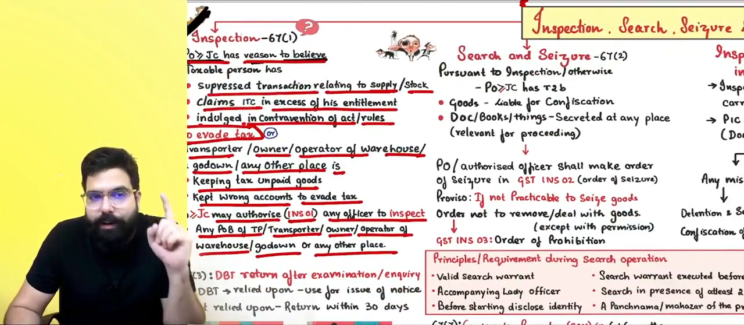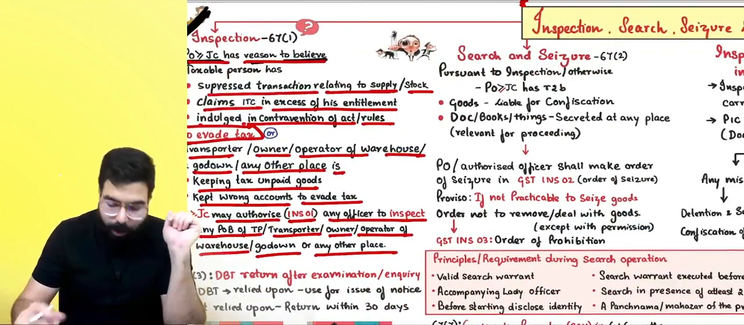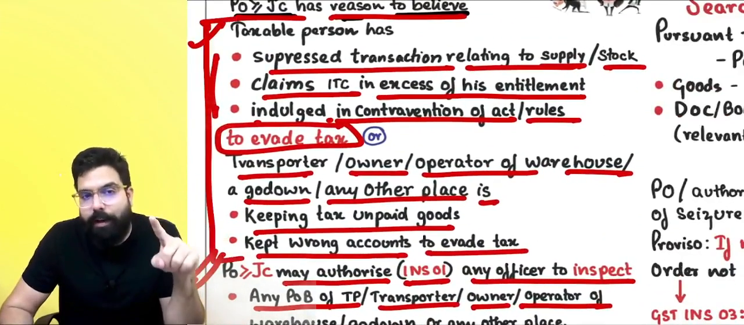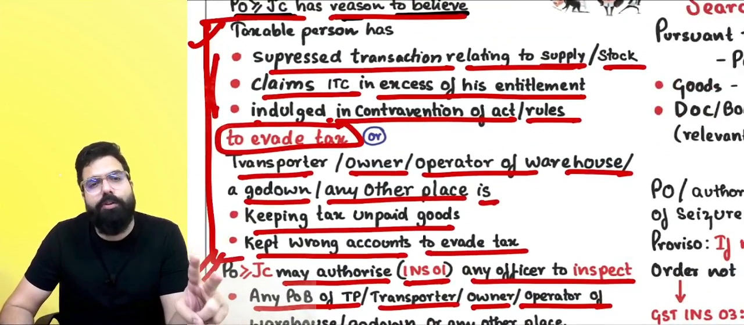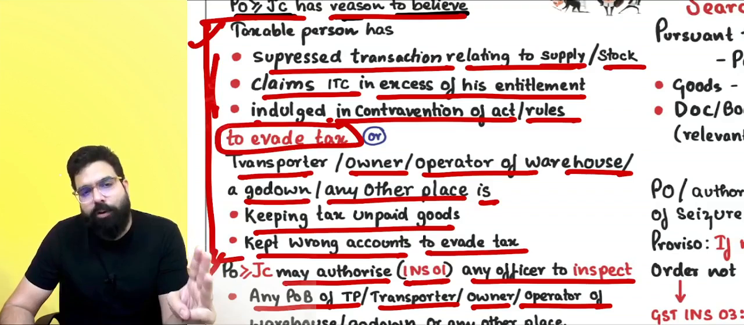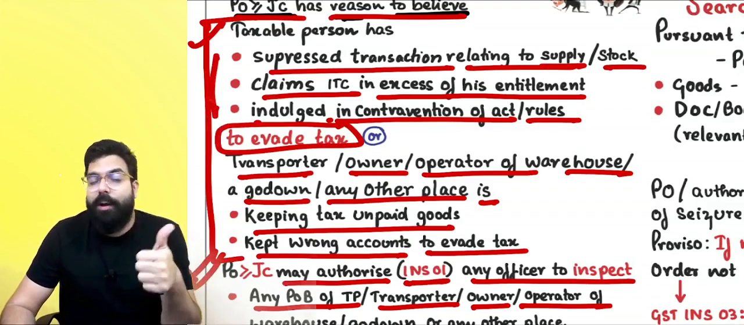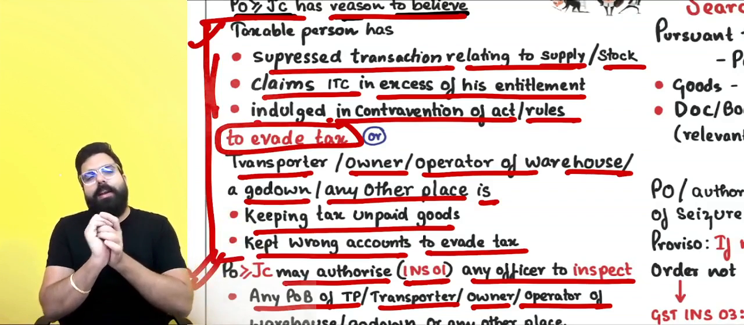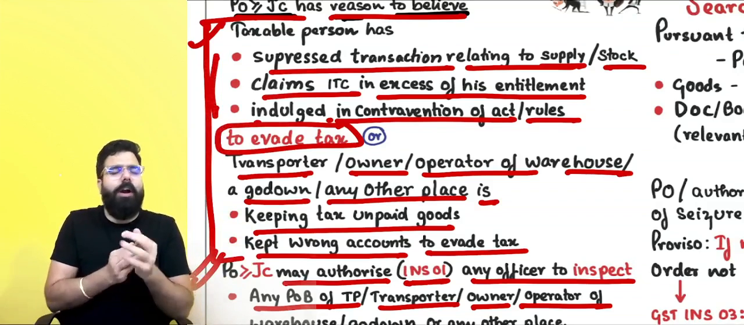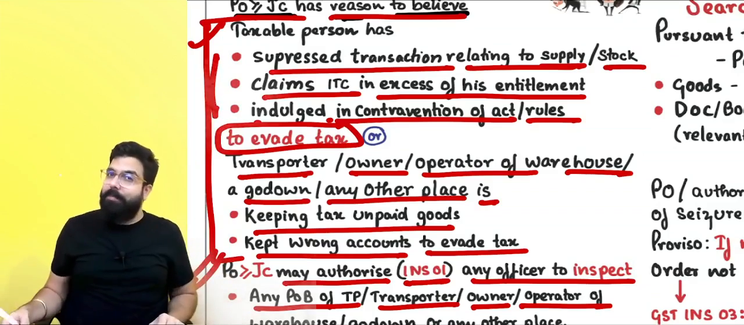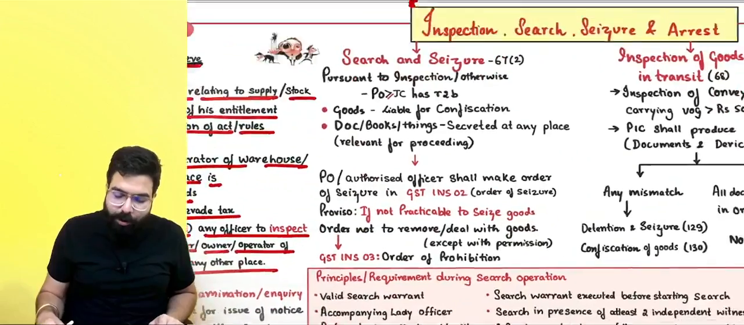Who can direct inspection? Second, what are the cases when inspection can be directed? Taxable person has suppressed transactions relating to stock or supply, claims ITC in excess of his entitlement, indulges in contravention of act or rules to evade tax, or transporter, owner, operator of warehouse or any other place is keeping tax unpaid goods or keeping wrong accounts to evade tax, then inspection can be directed by the proper officer greater than or equal to joint commissioner.